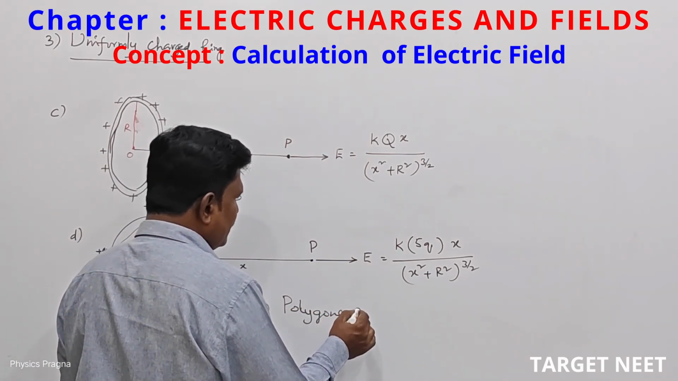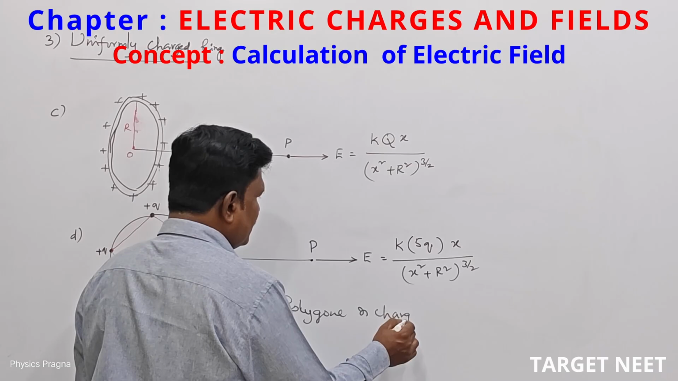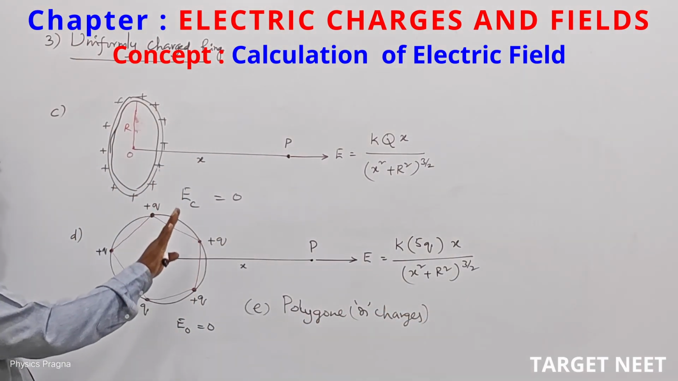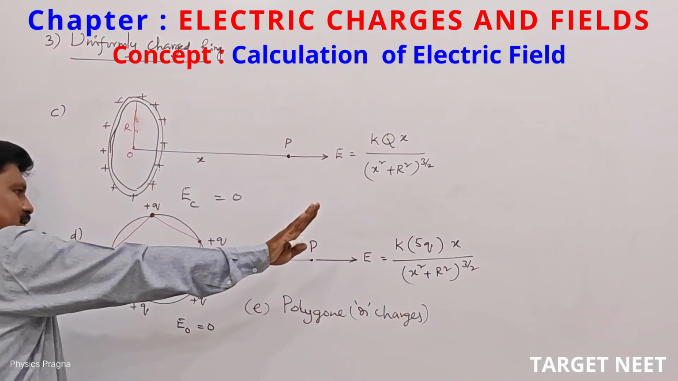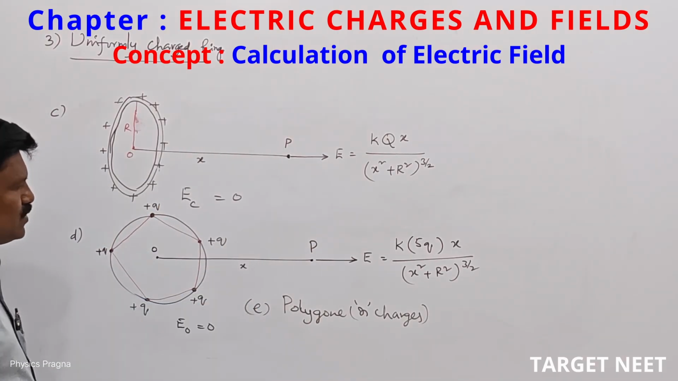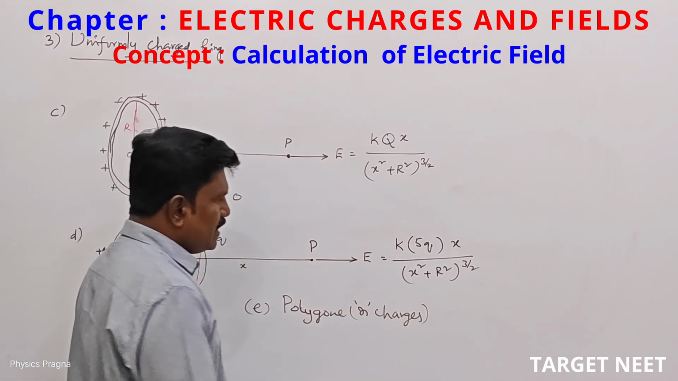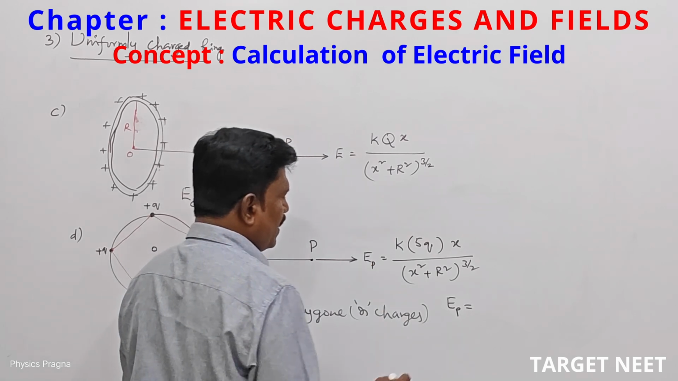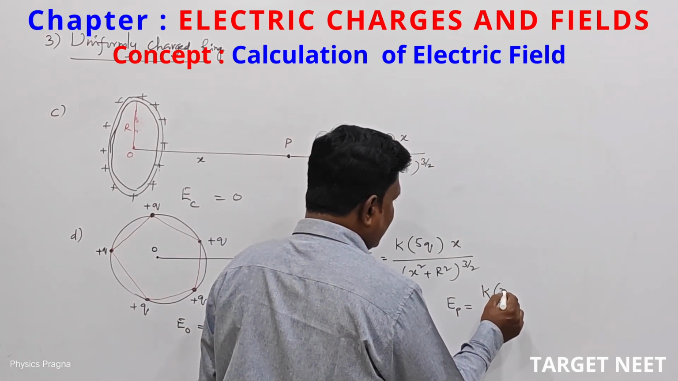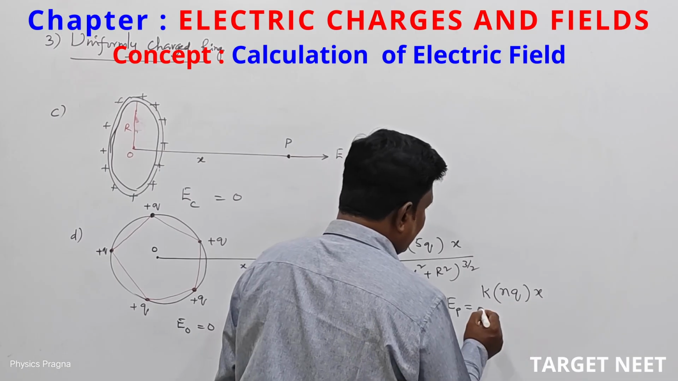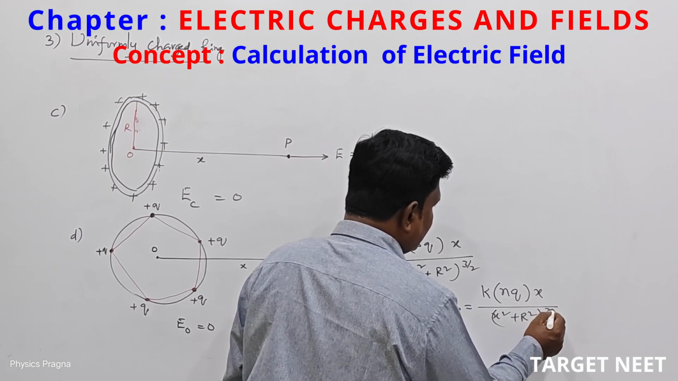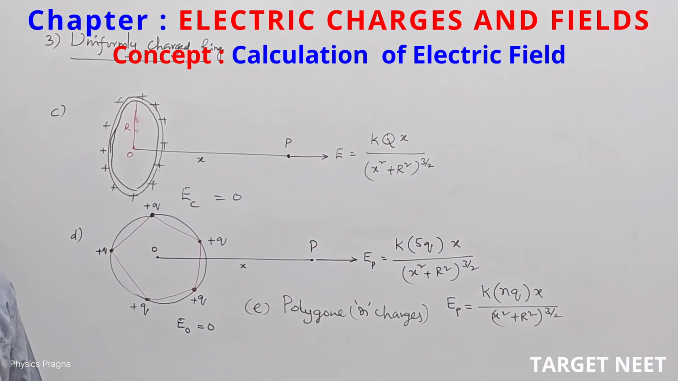So n charges are there, like this, and n charges are kept normal to the plane of the paper from the center at x distance. What is the electric field? Like that question also comes in the exam. Then the electric field at point P is equal to K, N charges are there, x by (x square plus r square) whole power 3 by 2. This formula you have to remember. Let us move on to the next point.